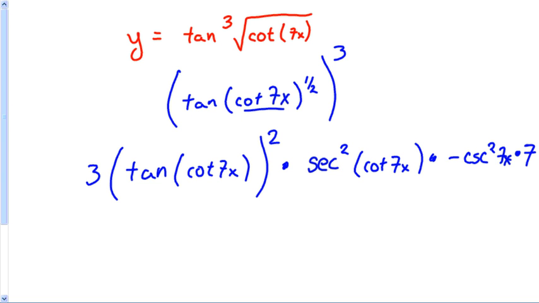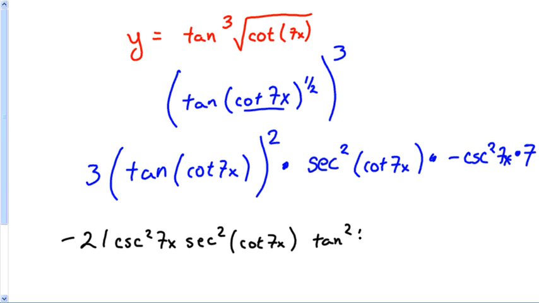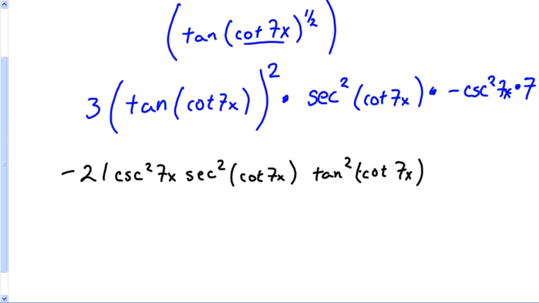Oh, finally. So my final answer is, in all its glory, negative 21 cosecant square 7x secant square of cotangent 7x times tangent square of cotangent 7x. And if you're sitting here thinking, is there any way this simplifies just because of the secant squares? No, we're pretty much at an impasse here.